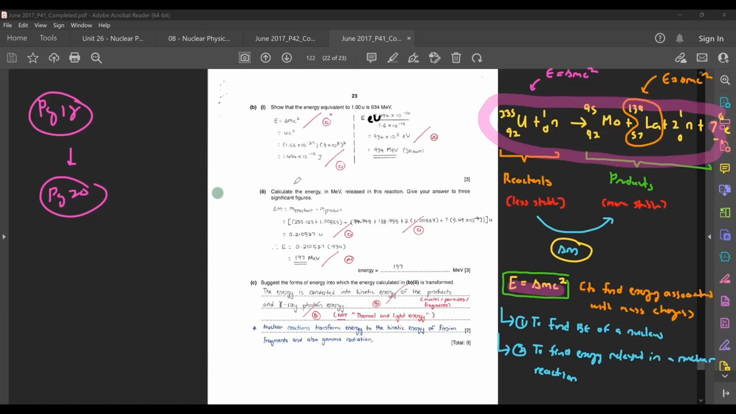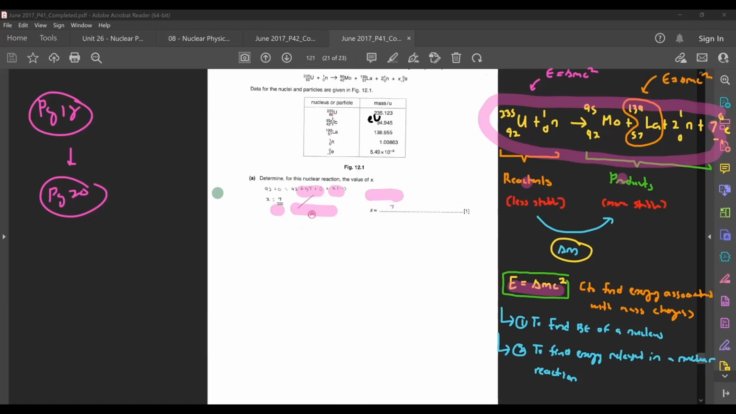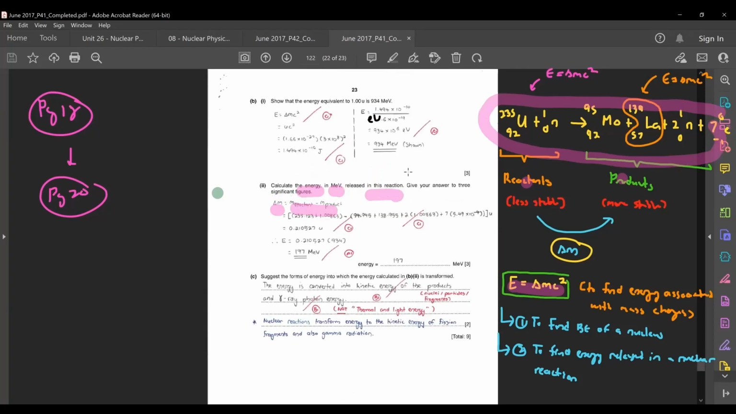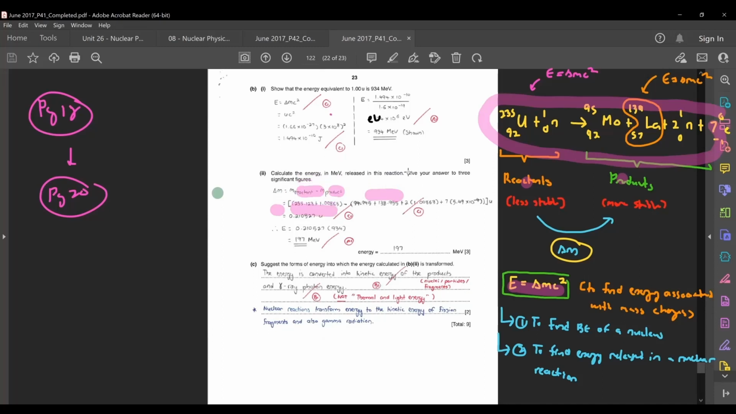So right now, if you want to find out the energy in MeV released in your current reaction, first find out your mass defect again. Okay, but your mass defect now will be the difference in mass between your reactants and products. Not the difference in mass between a nucleus and these individual neutrons. That one is a different thing. That is only for binding energy. Okay, so here you have already been given all the masses: uranium, molybdenum, lanthanum, neutron, and electron.